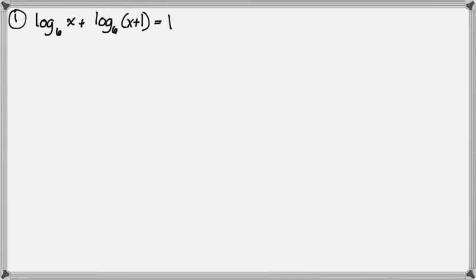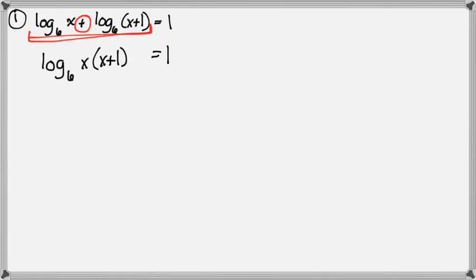So we need to first combine to a single logarithm on the side that has logs. The operation that separates them is addition, so when we combine those, we will use multiplication. Now we need to distribute. And we get log base 6 of x squared plus x.